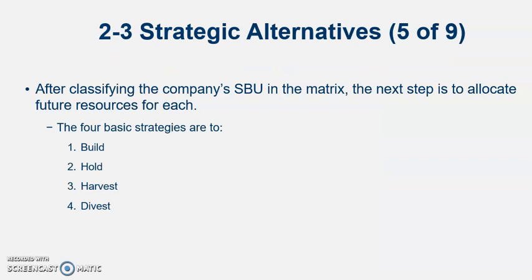After classifying each SBU in a matrix, the next step is to allocate the future resources for each. These go into four categories: build, hold, harvest, and divest.